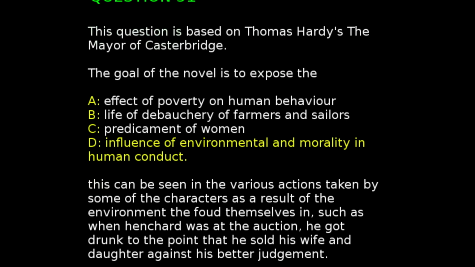An example of this can be seen in the various actions taken by some of the characters as a result of the environment they found themselves in. Such as when Henchard was at the auction, he got drunk to the point that he sold his wife and daughter against his better judgment. So we can see from this instance that some actions taken by the characters in the novel were influenced by the environment they found themselves in. So like I said earlier, the correct answer to the question is D. Influence of environmental and morality in human conduct.